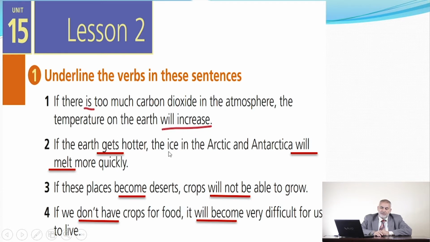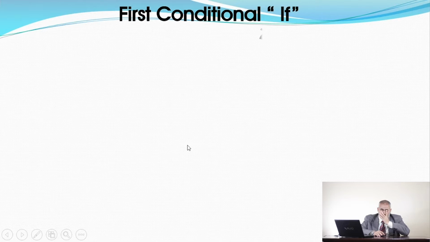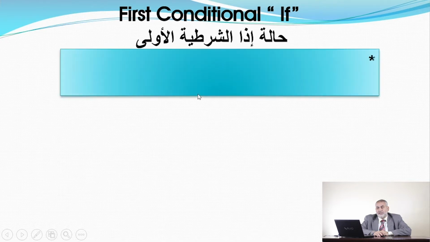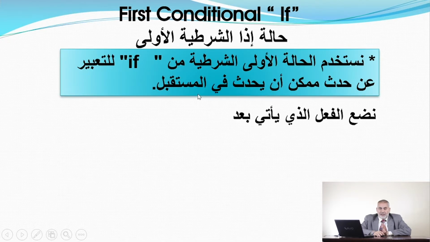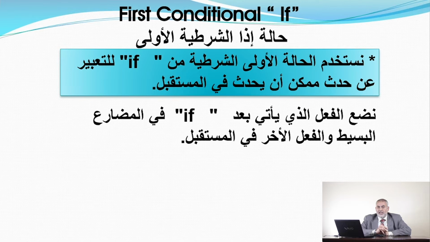The next part of the sentence, you can notice that it contains will increase, will melt, will not be, will become. So we can conclude here the first conditional if. First conditional if في الحالة الشرطية الأولى لإذا if أو إذا اللي بنستخدمها عشان نعبر عن حدث محتمل, something that is possible in the future. In this case في الحالة ديت we put the verb after if in the present simple. الفعل اللي بعد if in present simple.